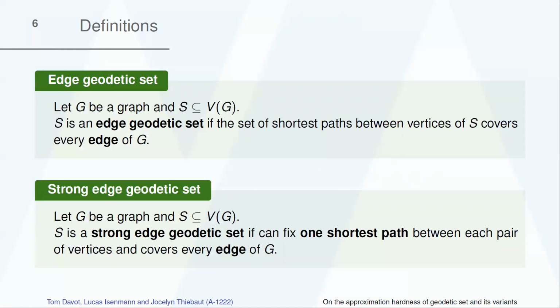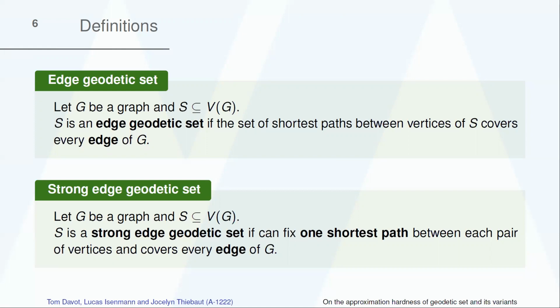For definitions and more variants of this problem, basically it's the edge version of the two problems. That is, now instead of wanting to cover vertices, you want to cover edges. The first one is called edge geodetic set, and the second one is strong edge geodetic set, and it's the same as before.